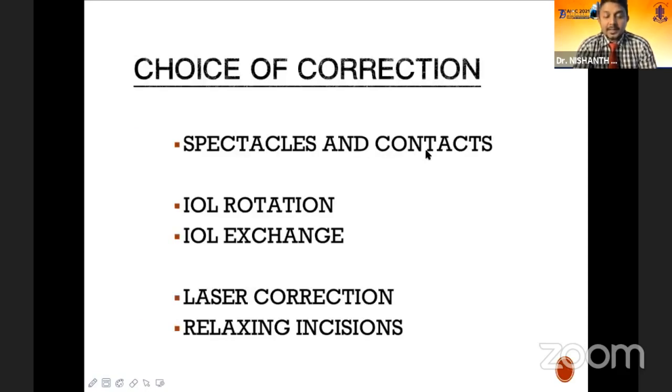What are the choices of correction when you have a problem? First, I would say that if the patient's vision with both eyes open is fine, the patient doesn't have any problem and you are only able to see some amount of toric changes, if the patient is comfortable, always leave the patient alone. That is the best choice. If the patient starts complaining, yes, you have the option of either spectacles or contact lens.